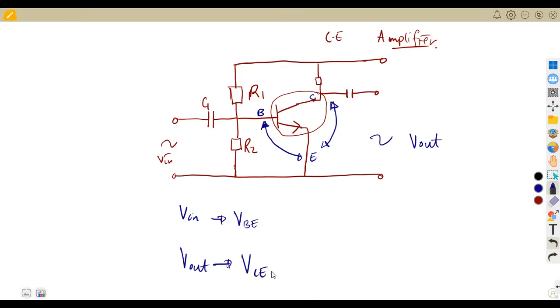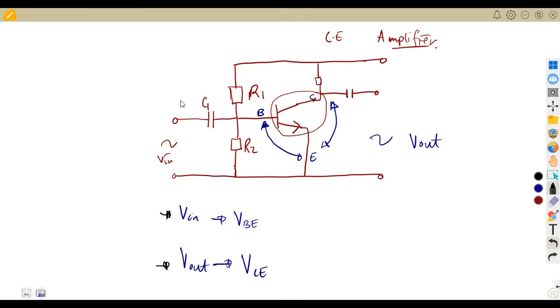That's the condition. So this is the input, all right? This is the input. This is the output. Sorry, guys, see what I'm writing here? This is the input. This is the output voltage.